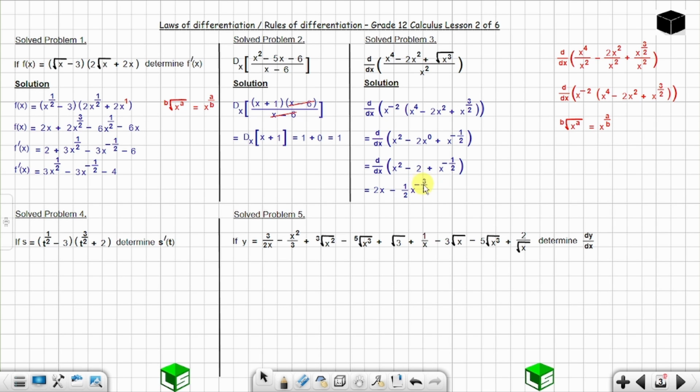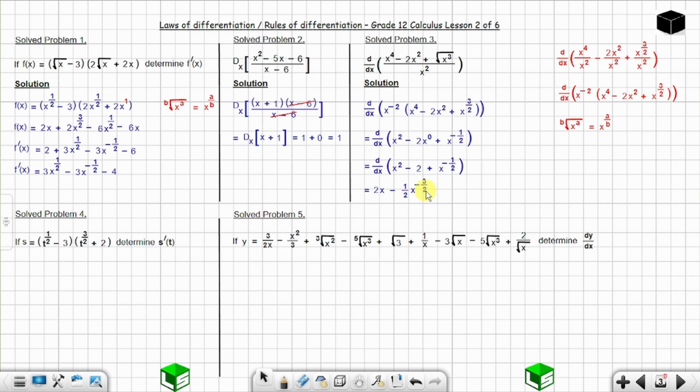This is negative 1.5. When you subtract 1 from this, you have this. You can leave it like this, or you can change it to have your exponent positive instead of a negative exponent. Depending on what they request from you, you are going to do it. Okay, so you can leave it like this.